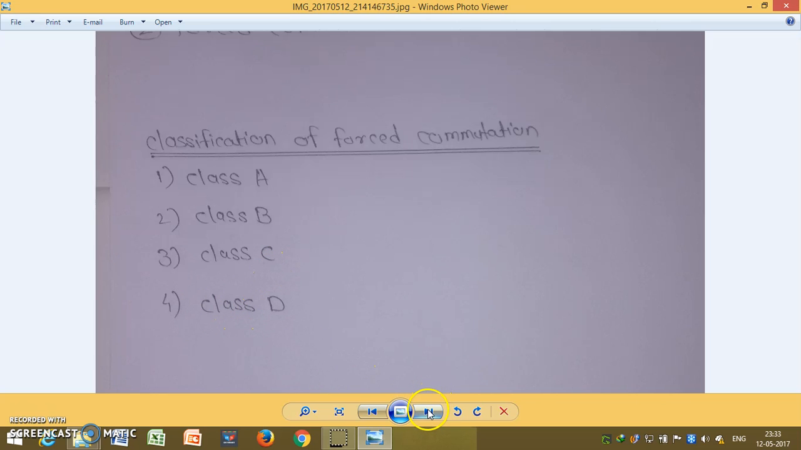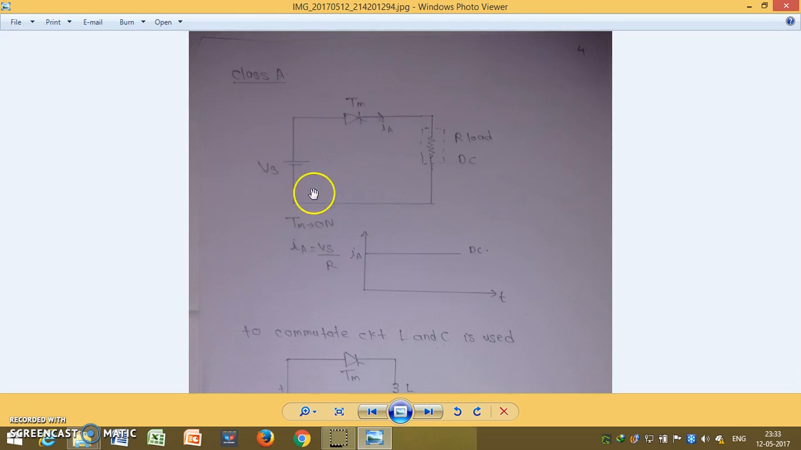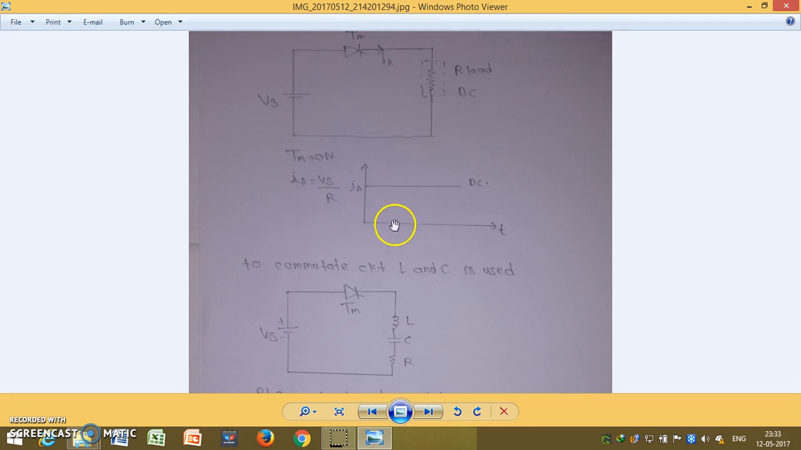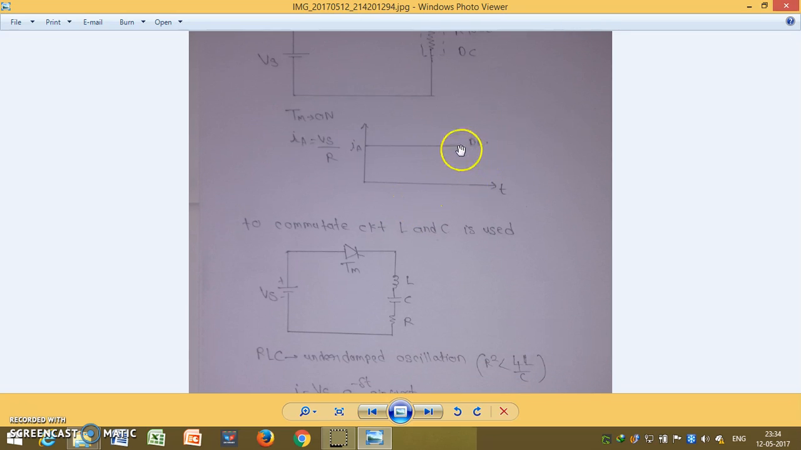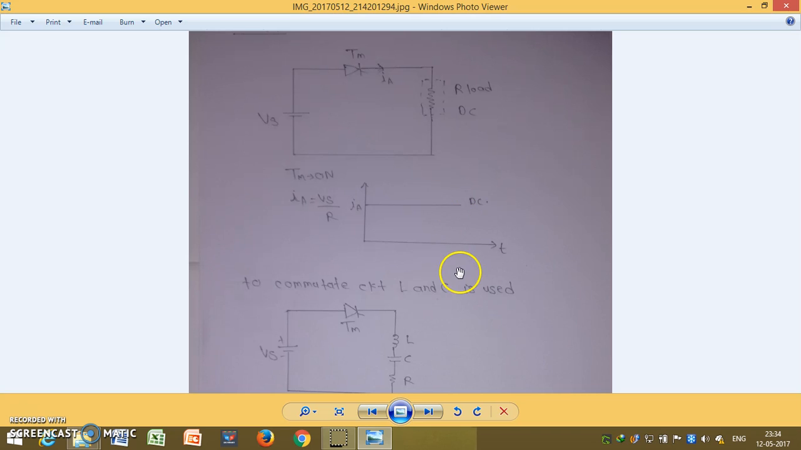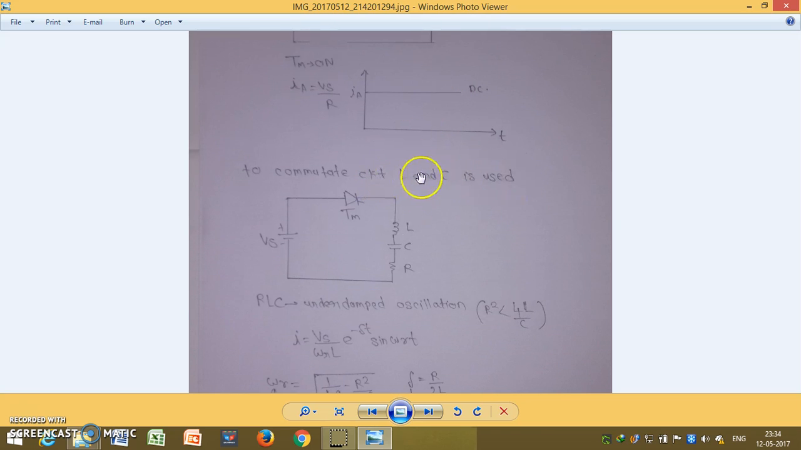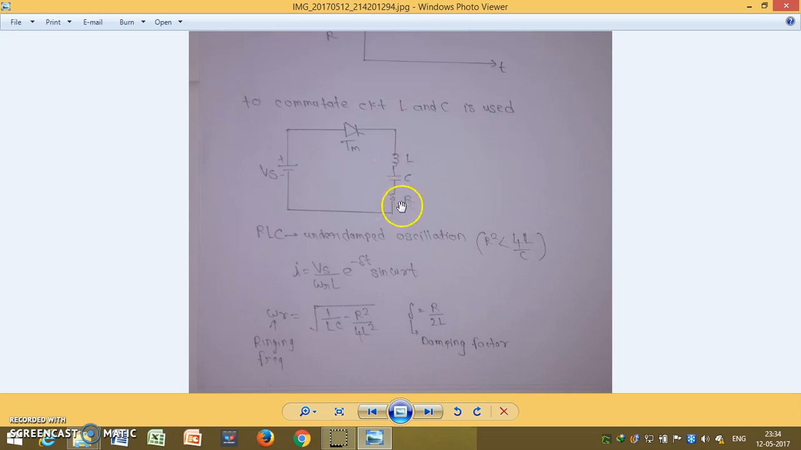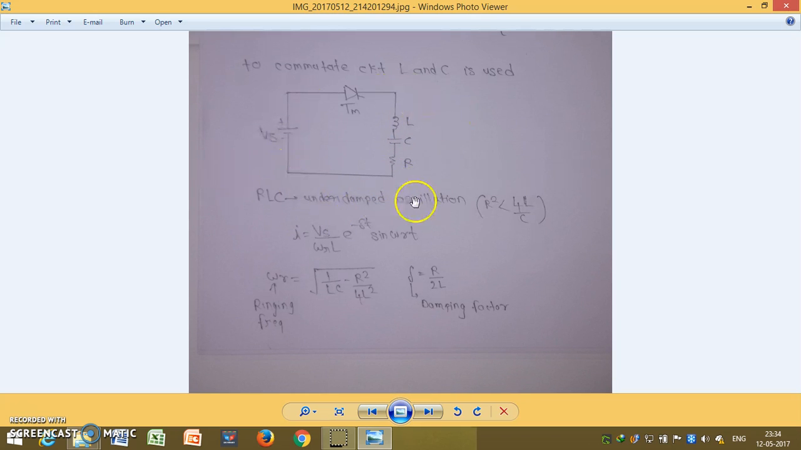Now we will discuss class A commutation. In class A commutation, we will use this circuit. This is the circuit where we get a DC waveform, but we have to commutate it. So to commutate it, we have to make the current 0. To make the current 0, we will connect L and C components. We have connected the LC component, and this circuit is RLC underdamped. We want an underdamped circuit. For an underdamped circuit, we have one condition: R square is less than 4L by C.